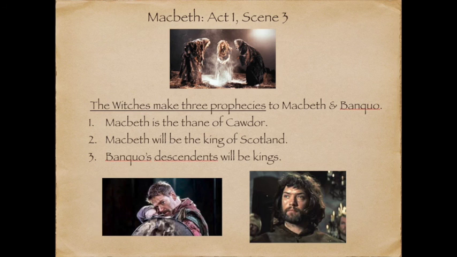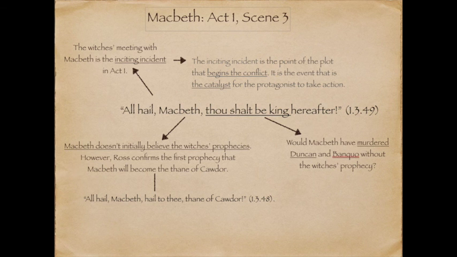Now, the witches make 3 prophecies to Macbeth and Banquo. Number 1, that Macbeth is the Thane of Cawdor. Number 2, that Macbeth will be the King of Scotland. And number 3, that Banquo's descendants will be kings. Now, this meeting between Macbeth and Banquo and the witches is the inciting incident of the play. Now, the inciting incident is the point of the plot that begins the conflict. It is the event that is the catalyst for the protagonist to take action.